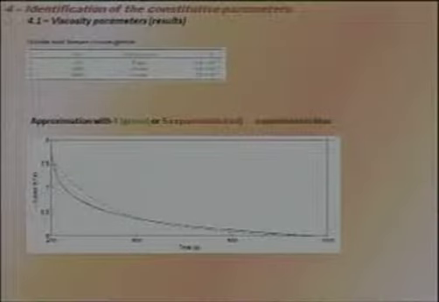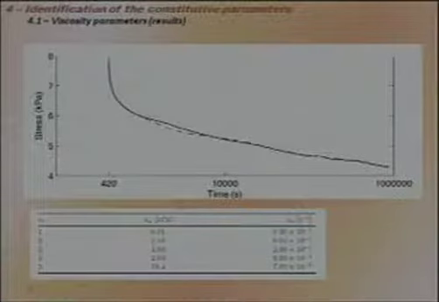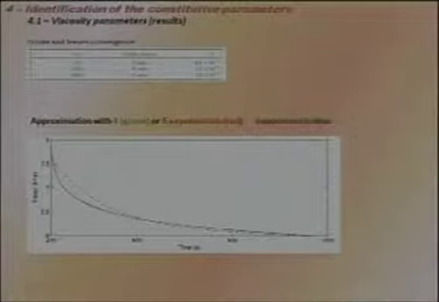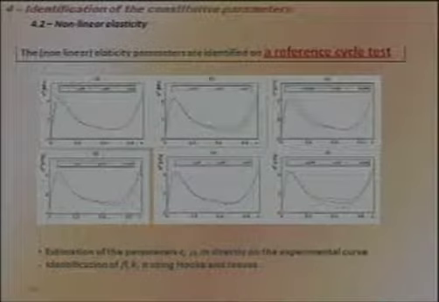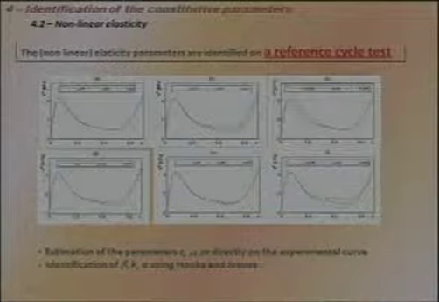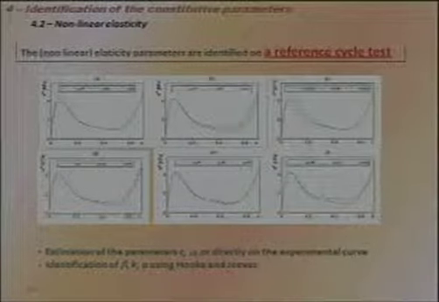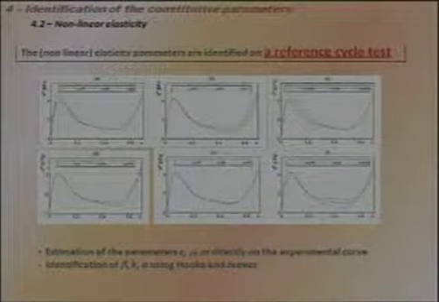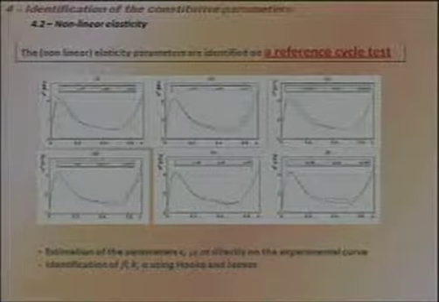Just to illustrate that, that's just the first part of the previous curve. The second curve is up on that point. And in green, that's the best we can do with 4 exponentials. And that's just to underline that we need 5 in that case. So, once we have the viscosity parameters, we identify the parameters of the nonlinear elasticity, and then we work on a reference cycle test, or in reality a mean value of several tests.